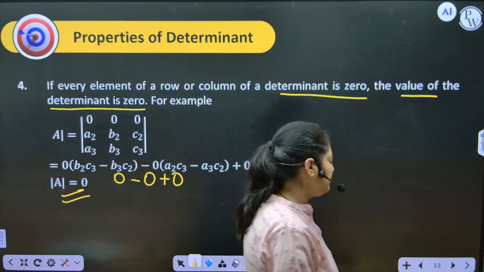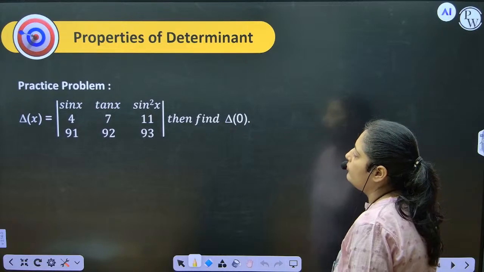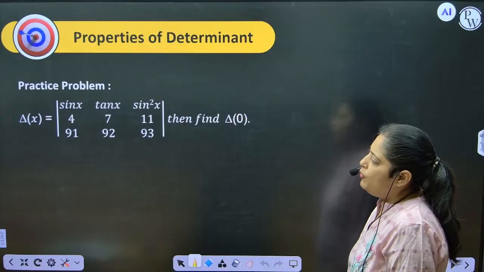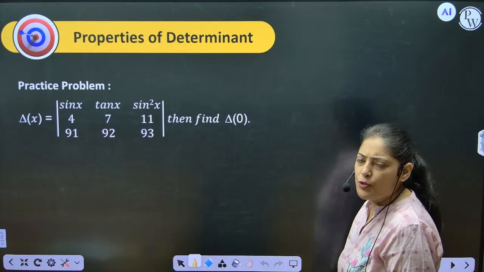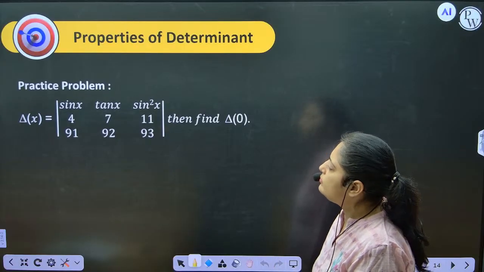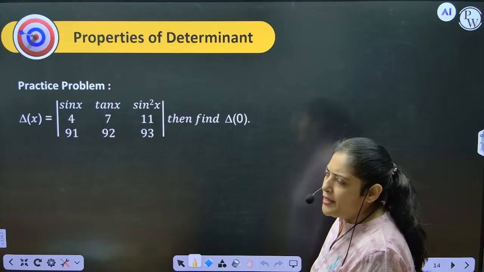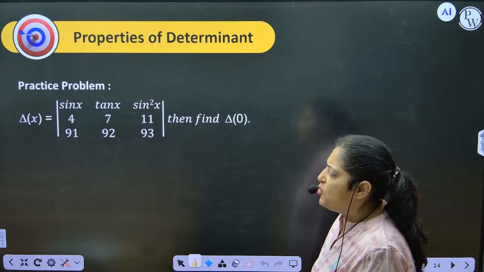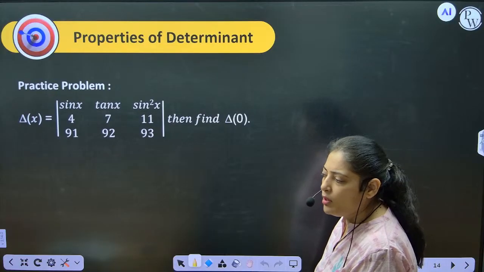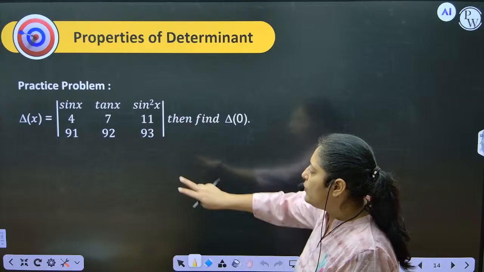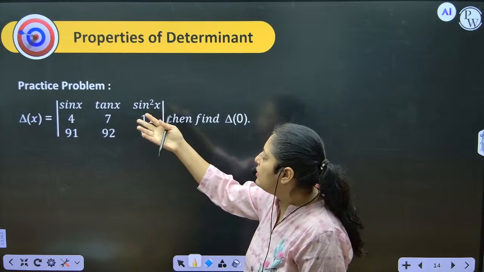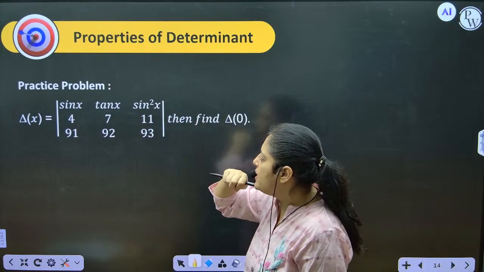Next, all right. Now what? The same property which we have done, no? On the basis of this property, I am taking one question. Sin x, tan x, sin square x, 4, 7, 11, 91, 92, 93. Nothing is same. See, till now what we have done, either we can interchange the columns, we can interchange the rows, what else we can do?